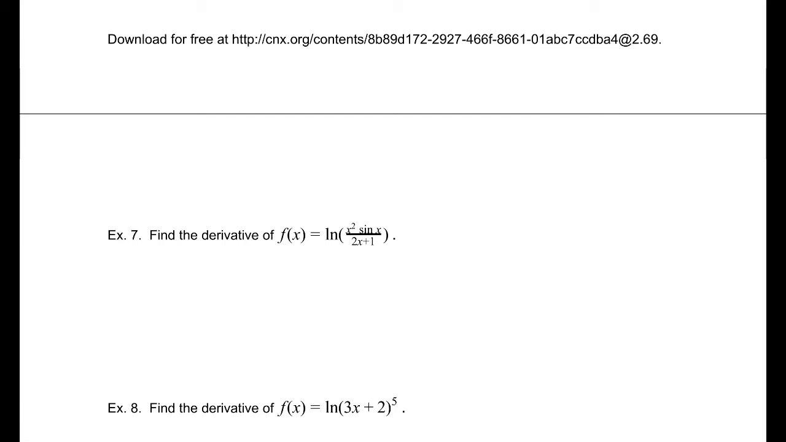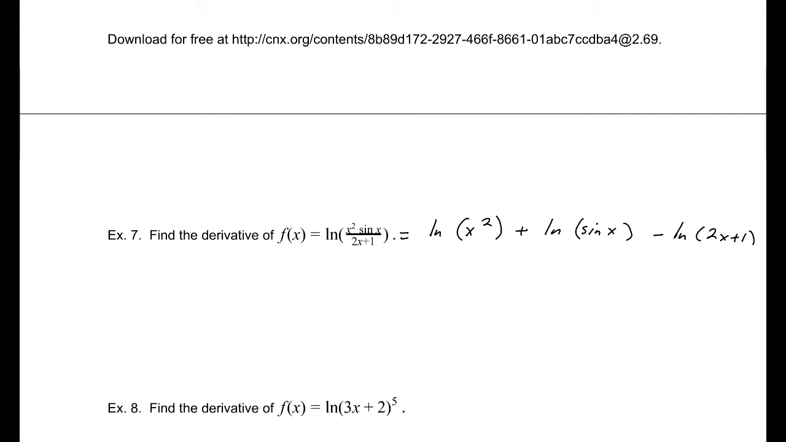Now, to begin with, you are probably thinking we've got the product rule, the quotient rule, and natural logarithms. That's true. We do have all of this in one problem. However, if we use our log properties to write this as the natural log of x squared plus the natural log of sine x, in parentheses, minus the natural log of 2x plus 1, this is a whole lot easier.